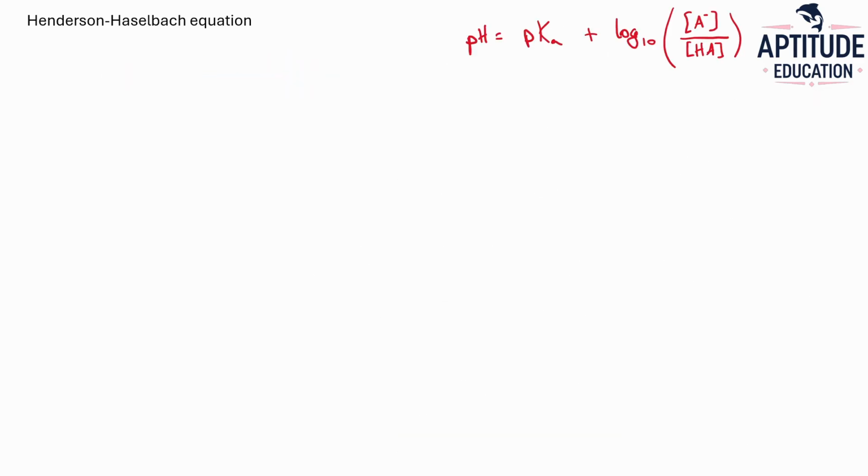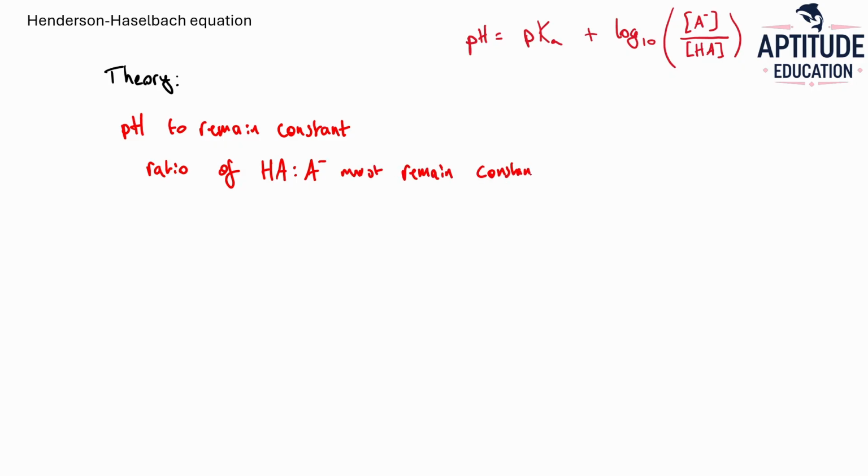I did say earlier that the Henderson-Hasselbalch equation can provide us with an explanation for buffer action. And the theory looks a bit like this. In our equation for pH, for pH to remain constant, the ratio of weak acid to its conjugate base must also remain constant.